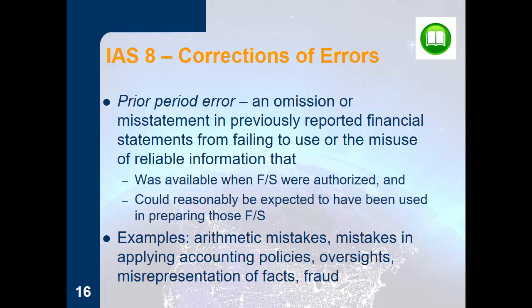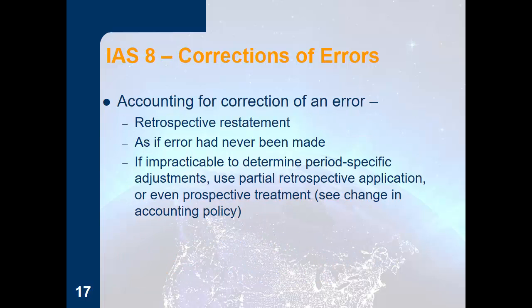Examples of the kinds of errors that we have to fix are arithmetic mistakes, mistakes in applying accounting policies, oversights, misrepresentation of facts, and fraud. So they can either be unintentional or intentional. When we have the correction for an error, we have to go back and restate the statements as if the error had never been made.